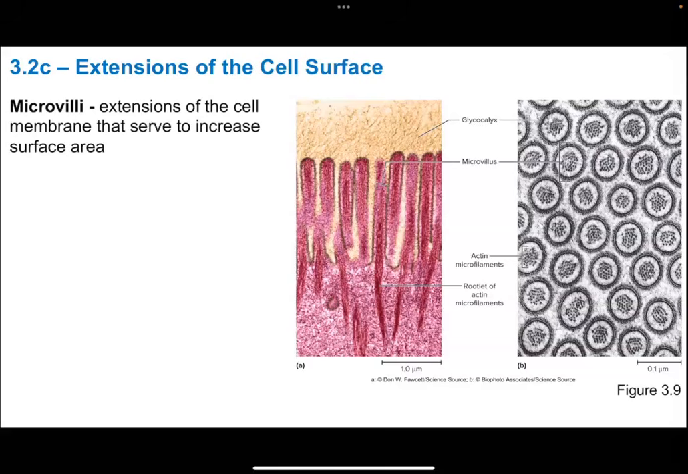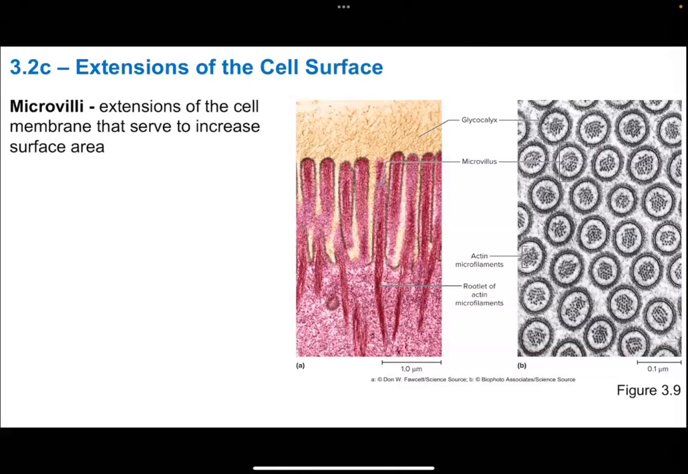One last thing regarding the plasma membrane of the cell. In some cells, there are these extensions of the cell membrane, and we'll talk about the different types. There are 4 different types. The first type is called microvilli.